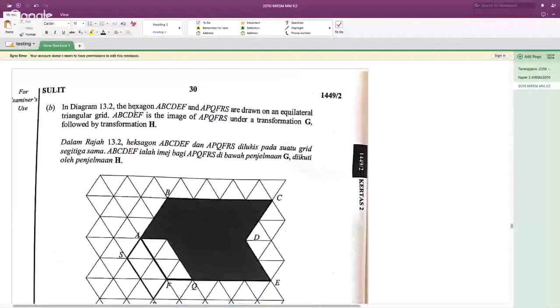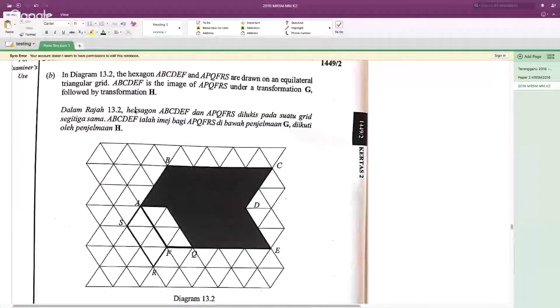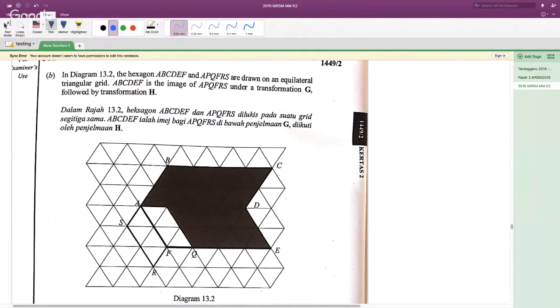Okay, this one, I would say it's a bit complicated. I'm not sure I'm correct or not, but I just did this question just now. Okay, you have the hexagon ABCDEF. So you're just trying to find ABCDEF. Basically, you will see something like ABCDEF. Okay, this is the so-called hexagon.